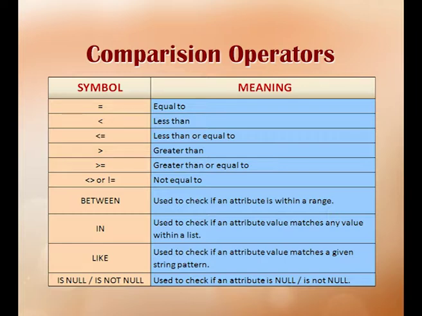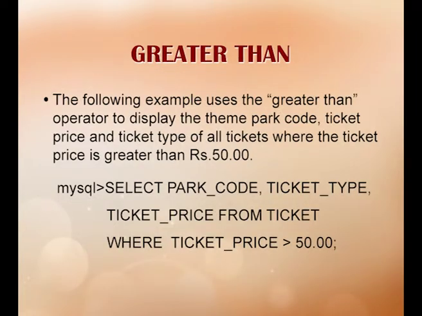Let us see an example one by one of how greater than works. Here I have given one simple SQL statement: select park_code, ticket_type, ticket_price from ticket where ticket_price is greater than 50. This will display the park code, ticket type and ticket price of all the tickets where the ticket price is greater than 50 rupees. All three fields will be displayed, and here we are using the operator greater than.